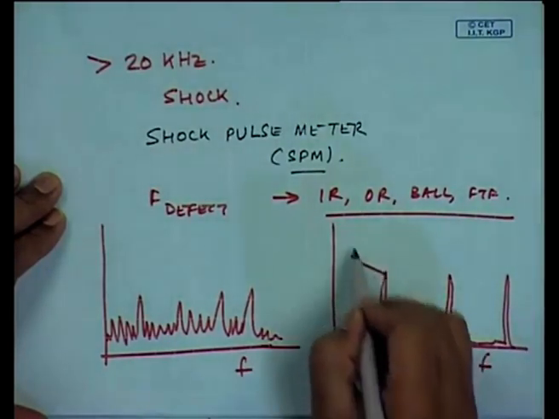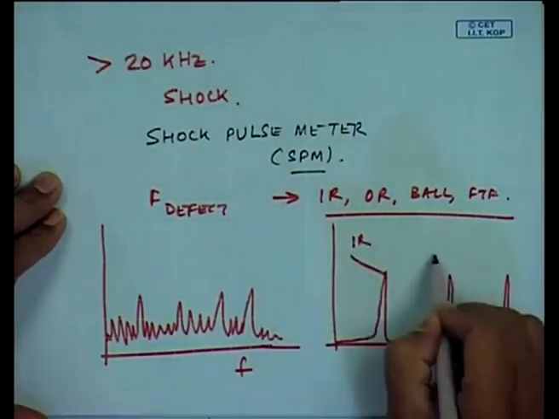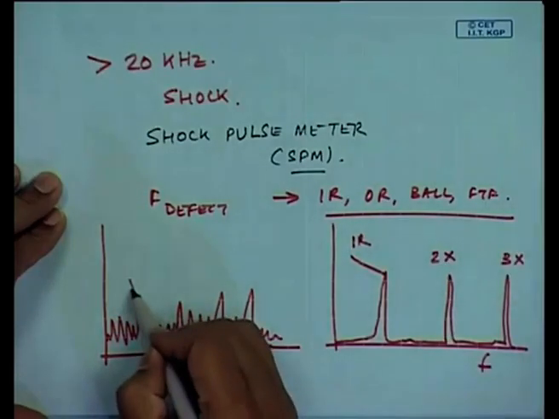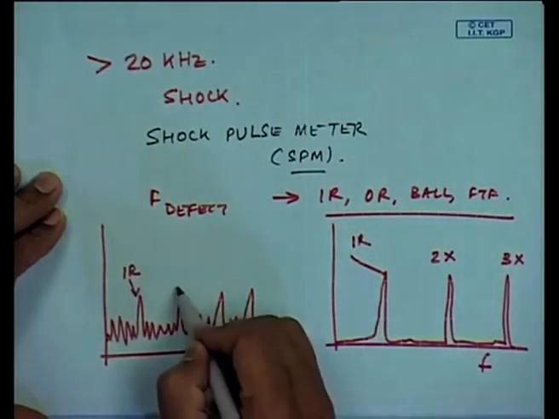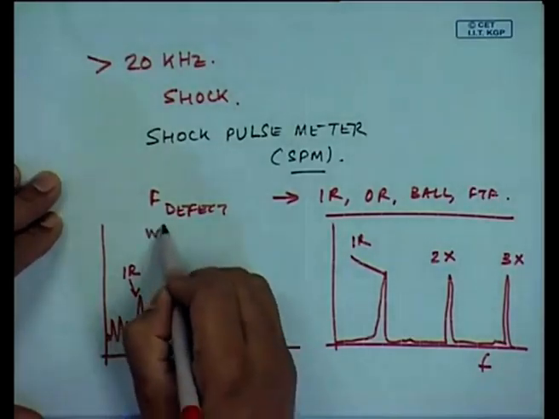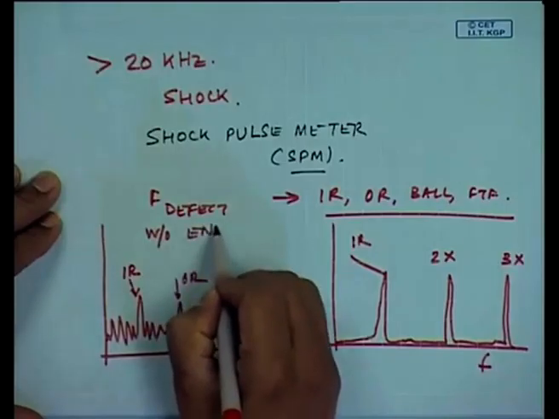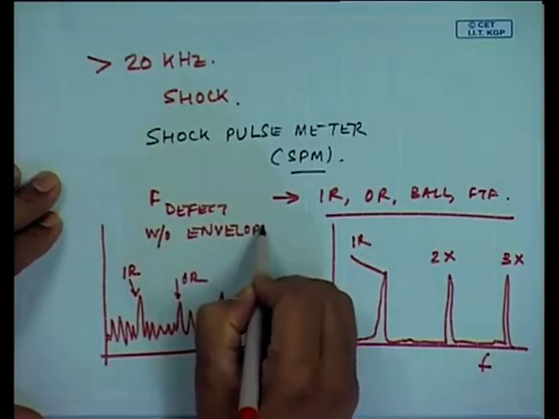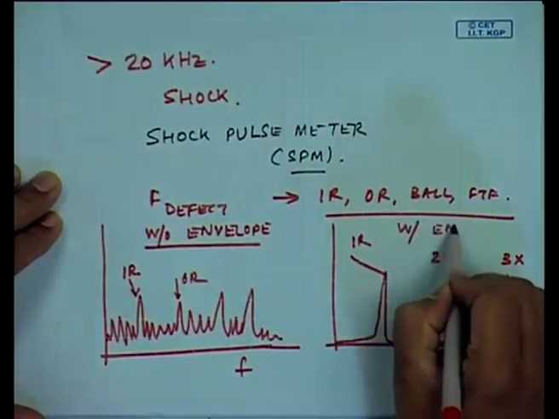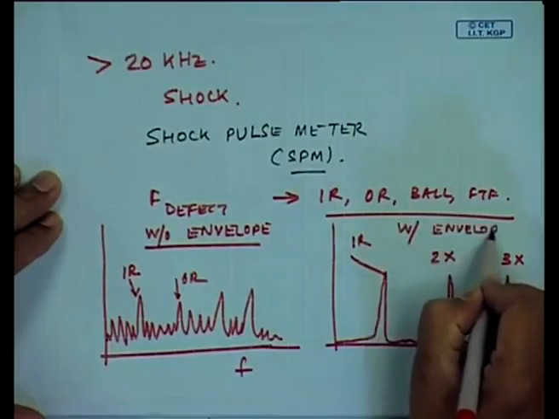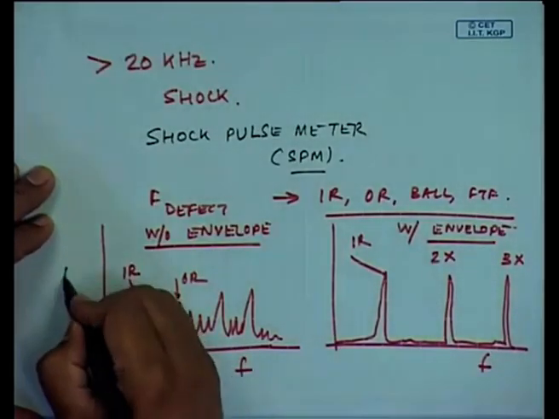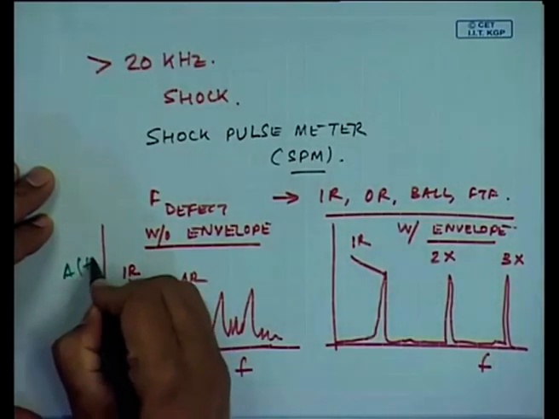so this could be the IR defect, this is 2 times x, 3 times x and so on, and these are IR, this could be OR, and this is what without envelope, this is with envelope. These are the vibration signals.